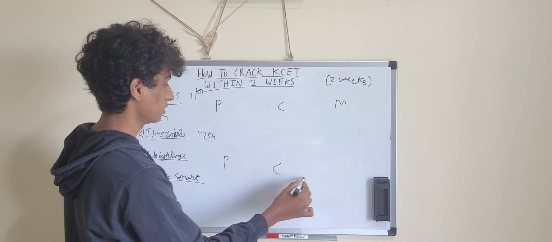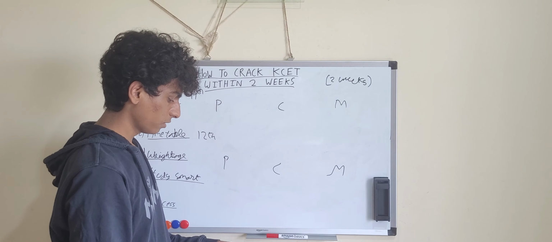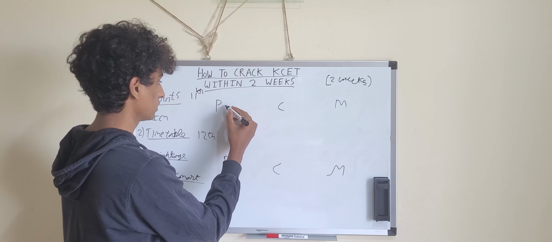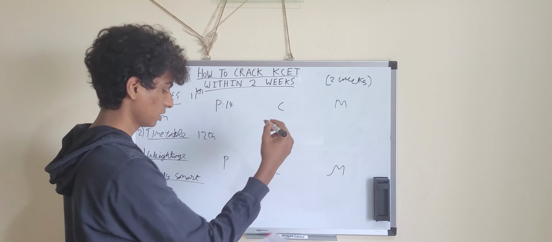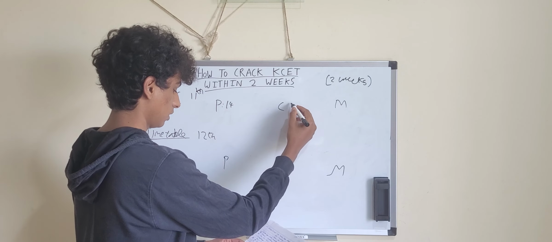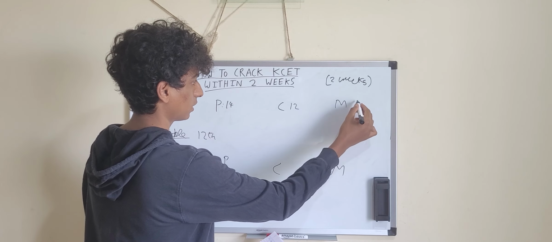Physics, chemistry, maths. For 11th physics, we have 14 chapters. Chemistry, we have 12. And maths, again 14.